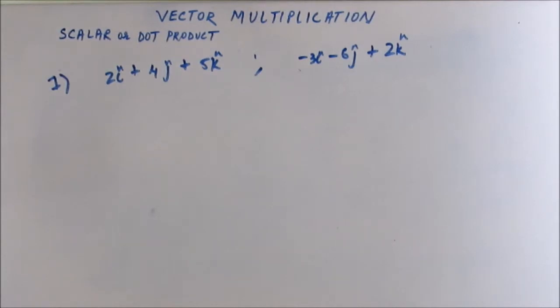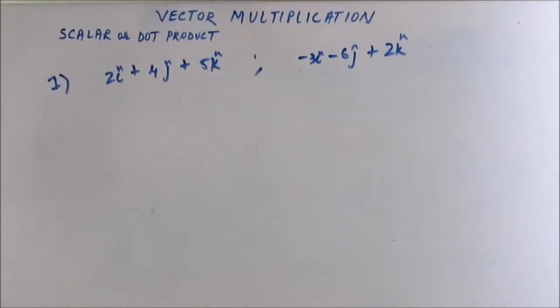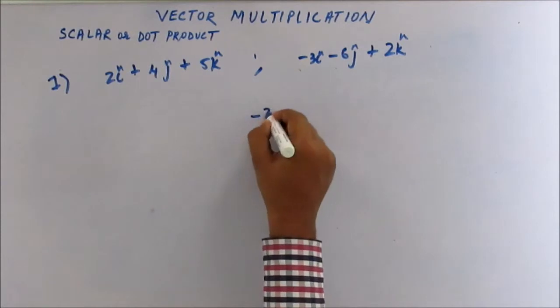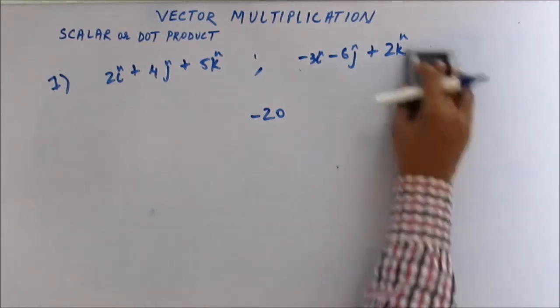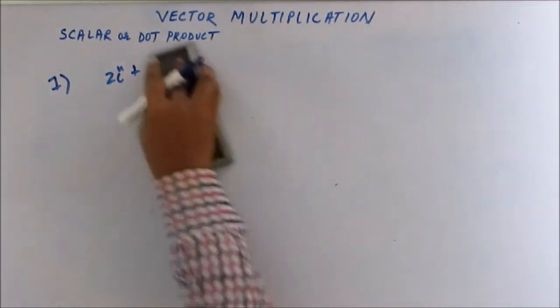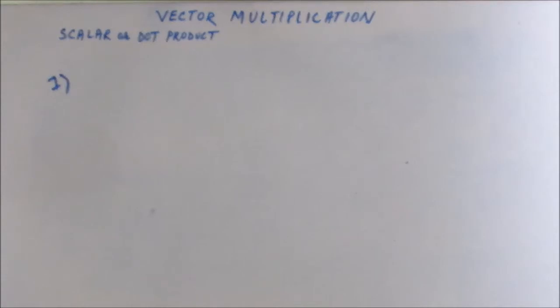1, 2, 3, 4, 5, 6, 7, 8, 9, 10. Time is over. What is your answer? The answer which you should get should be minus 20. Good, you got it? Very good. You're learning scalar product, dot product.